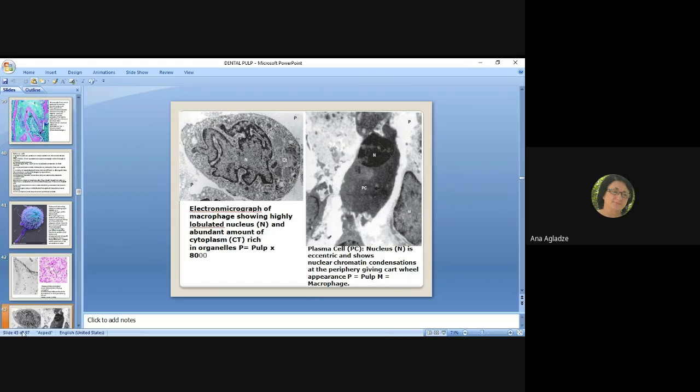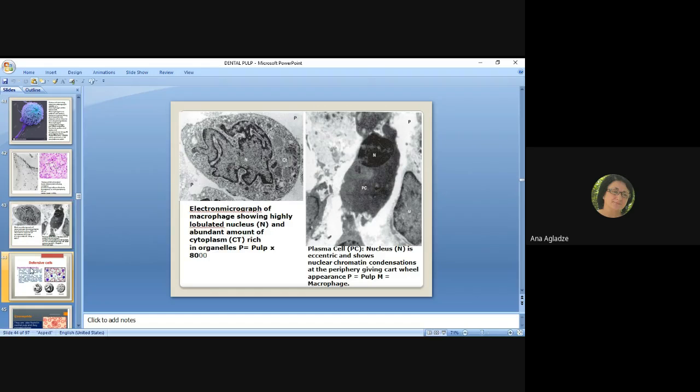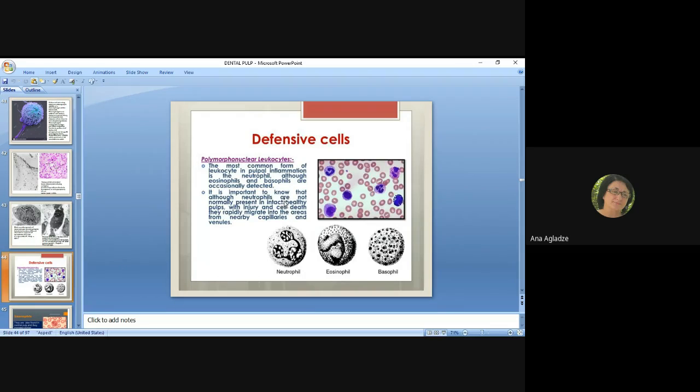Now, the next cell type, what is it? Yes, these are defensive cells. These are neutrophils. These are leukocytes, granulocytes, and you can see neutrophil, eosinophil, and basophil. How to recognize a neutrophil? Neutrophils have such a segmented nucleus, lobulated or segmented, and these lobes are from 2 to 5 lobes. Here you can see this neutrophil, and it is very easy to recognize.